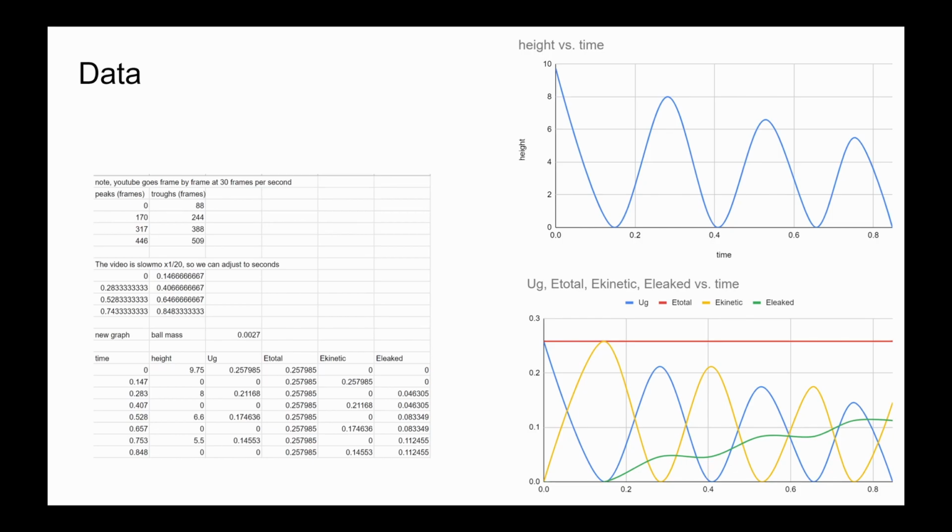Here are the graphs of the position and energy over time. You can see that the peak is lower after each consecutive bounce. The energy graph shows the leaked energy increasing over time after each bounce. And you can also see that the kinetic energy and potential energy fluctuate over time, and the total energy is the sum of all of those energies.